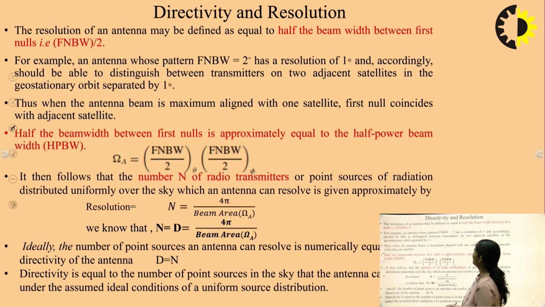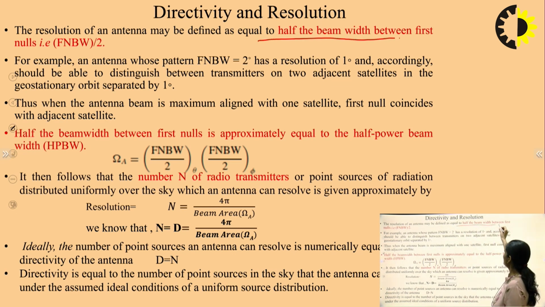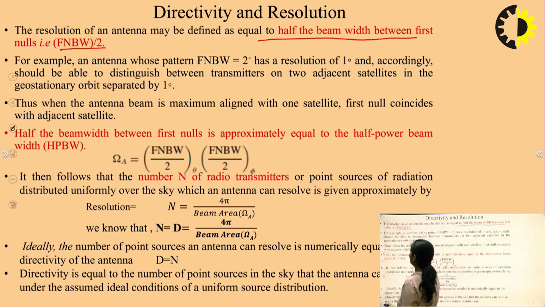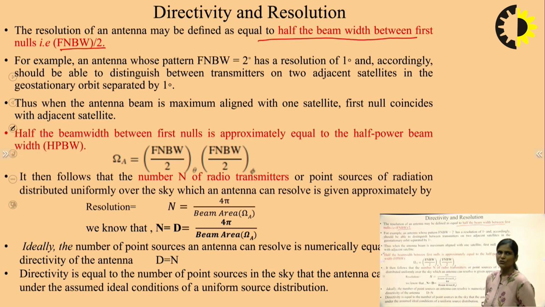Now here, directivity and resolution. The resolution of an antenna may be defined as equal to half the beam width between first nulls, means FNBW divided by 2. This is known as the resolution of an antenna.